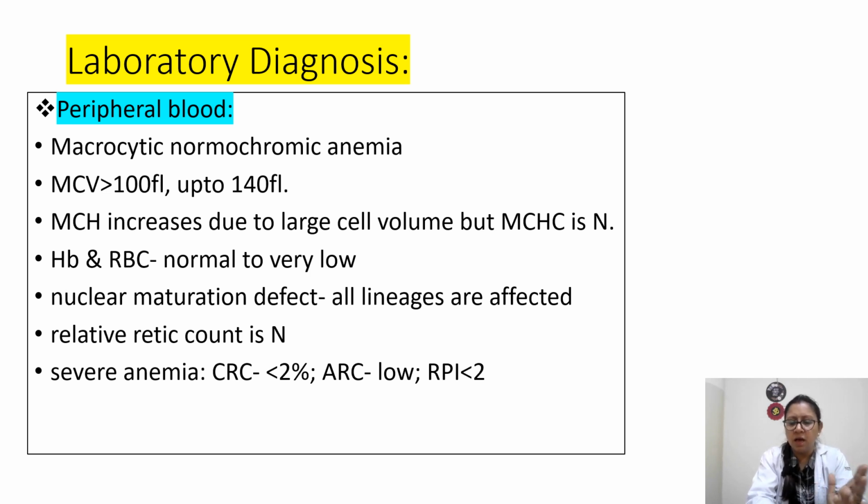Hemoglobin and RBC are normal to very low. It is a nuclear maturation defect, so all lineages are affected. That's why, because there is a nuclear maturation defect, all lineages, RBC, WBC and platelets, will be affected. You can have pancytopenia in megaloblastic anemia. Relative retic count is normal. In severe anemia, the corrected retic count becomes less than 2%. Absolute retic count is low, and the reticulocyte production index is also decreased, that is, less than 2.